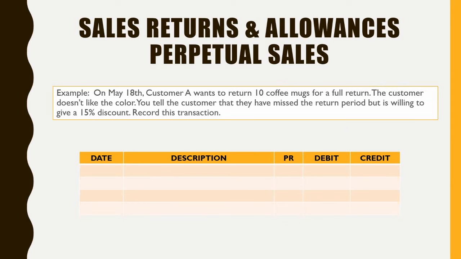But what happens when you have an allowance? Okay, so this time on May 18, customer A wants to return 10 coffee mugs for a full refund. But once again, because the customer just doesn't like the color, and of course your company policy was that you can only return within 15 days, they missed that opportunity.